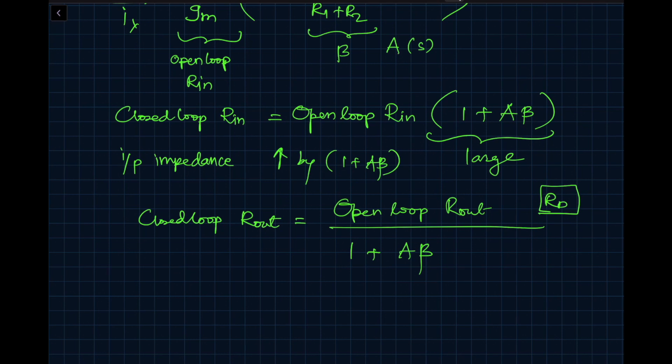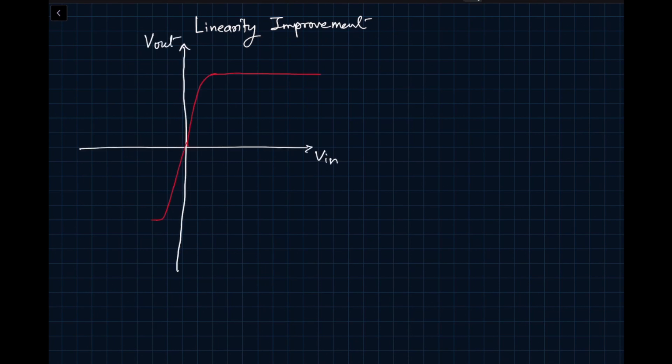Next thing we're going to talk about is linearity improvement. So this red curve is our open loop gain, the original transfer function A. And as you can see, the gain is very high. And after feedback, we get this particular characteristic, which looks something like this. So this is your A, and this would be your A divided by 1 plus A beta.